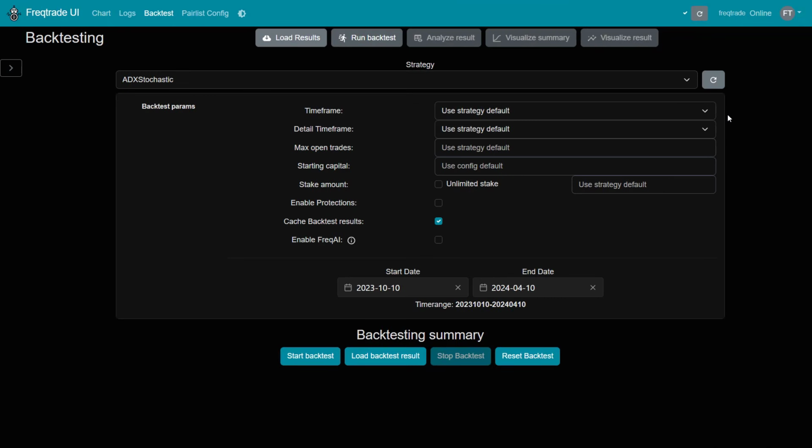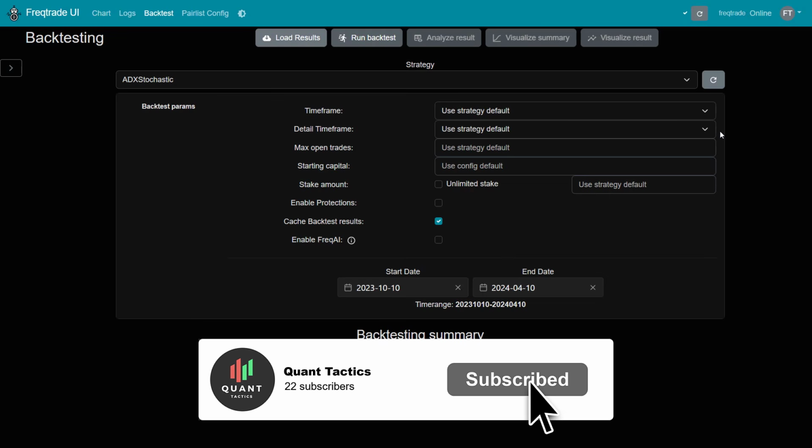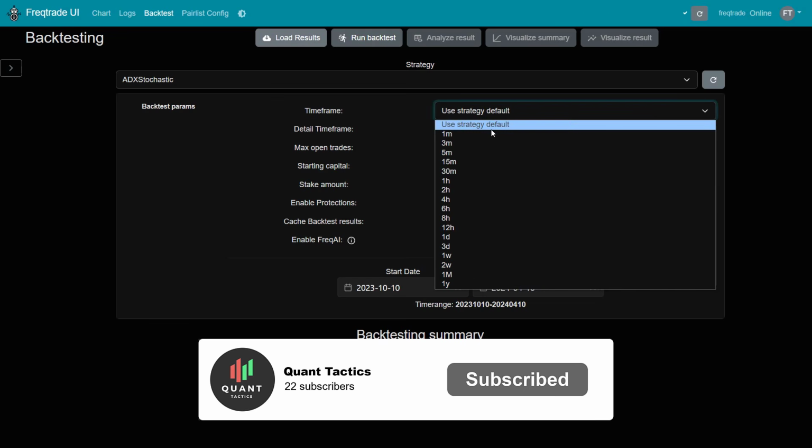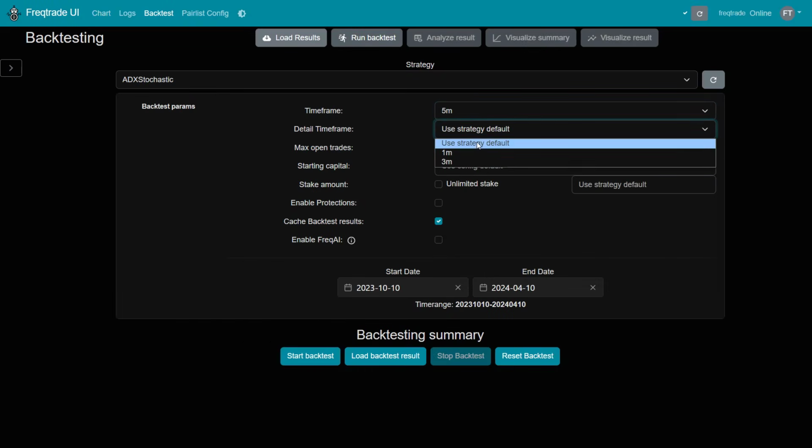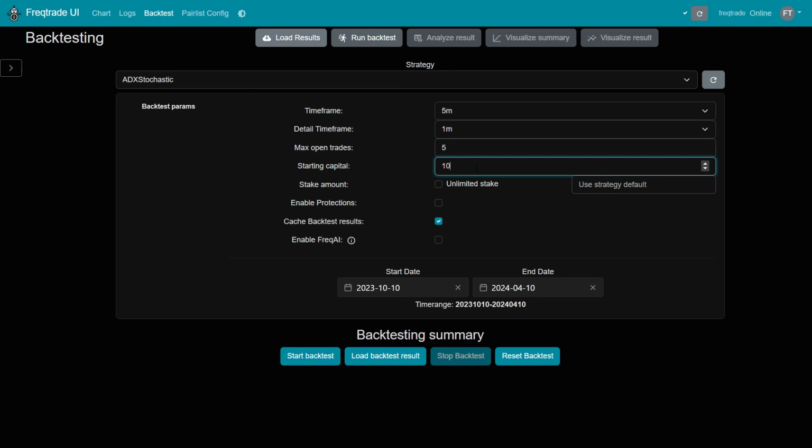Let's now delve into the backtesting results of our strategy. We set the time frame to 5 minutes and the time frame detail to 1 minute. This combination makes backtesting more realistic and aligns with the real-world trading environment where price changes occur every minute. We allowed a maximum of 5 open trades at any given time, and the starting capital was set to $1,000.